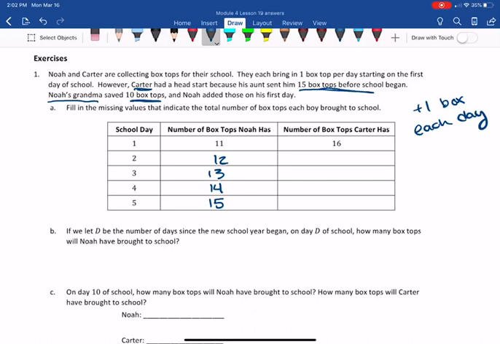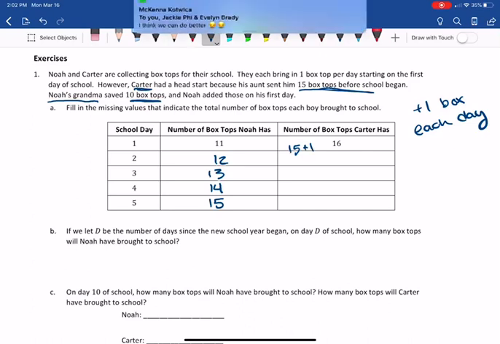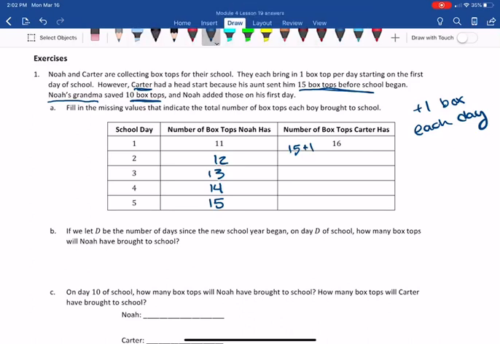Okay, and then the same thing. Carter brings 1 box top each day. So Carter's aunt gave him 15, so that's how he got 16, because I'm taking the 15 his aunt gave him, and then I'm adding the 1 that he brought. Okay? So then on day 2, he would have 17. Day 3 is 18. Day 4 is 19. And day 5 is 20. So let's look at these questions.